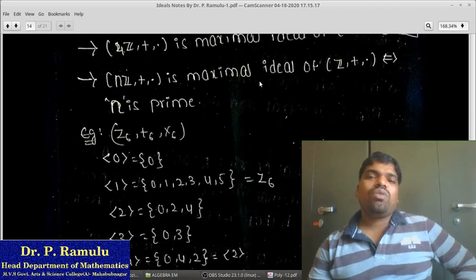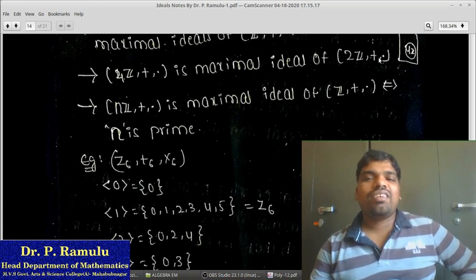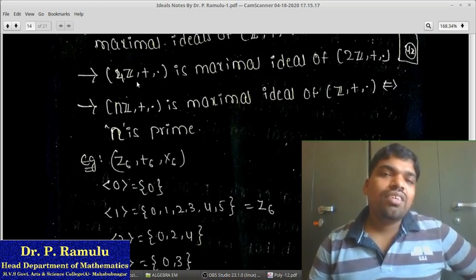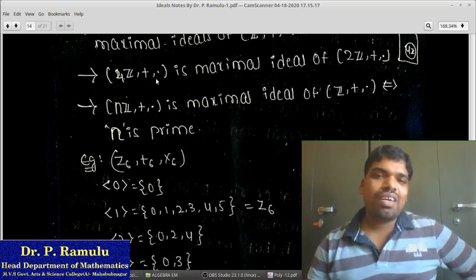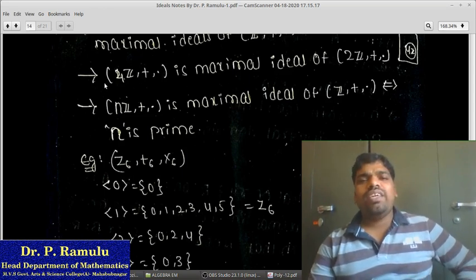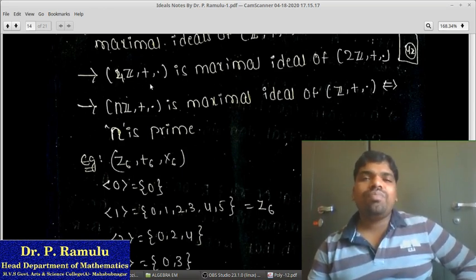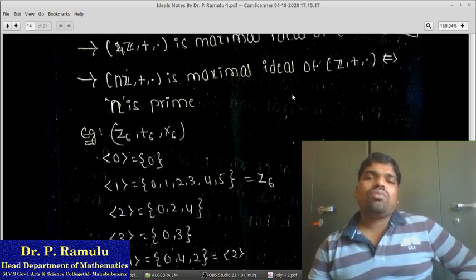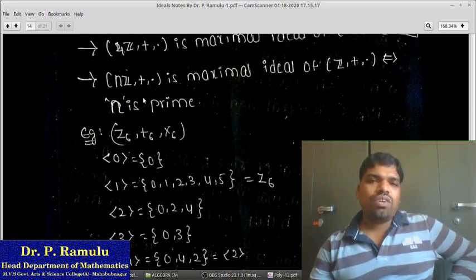So another example I am taking: 4Z, plus, dot is a maximal ideal of 2Z, plus, dot. So very interesting, right? You can see here 4Z is not a maximal ideal of Z, but 4Z is a maximal ideal of 2Z. Why? Because there does not exist any ideal between 2Z and 4Z. That means there does not exist a proper ideal. That's why 4Z is a maximal ideal of 2Z. Okay, so nZ, plus, dot is a maximal ideal of Z, plus, dot if and only if n is prime.